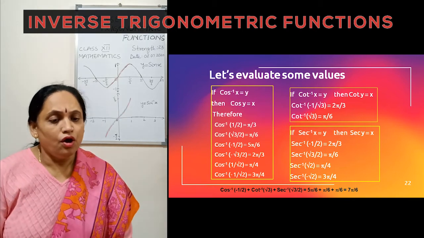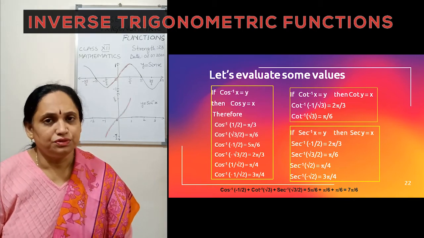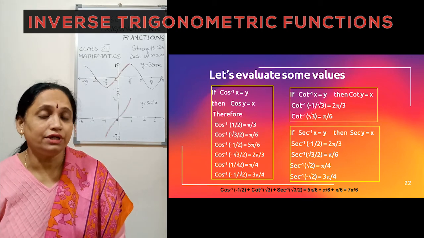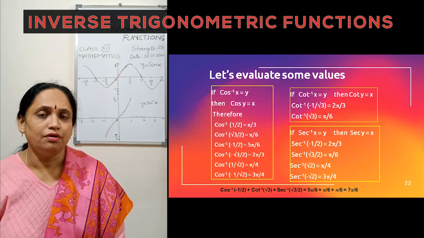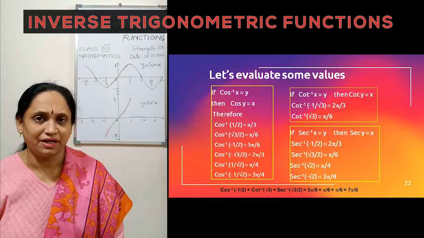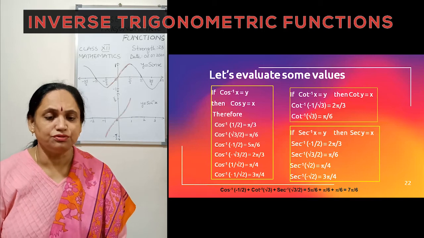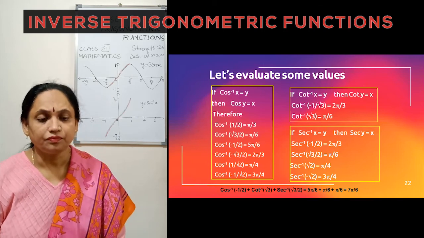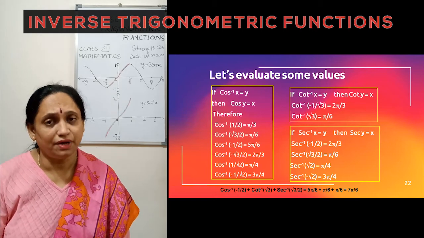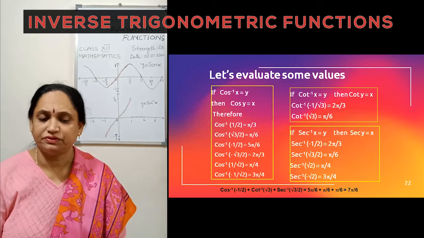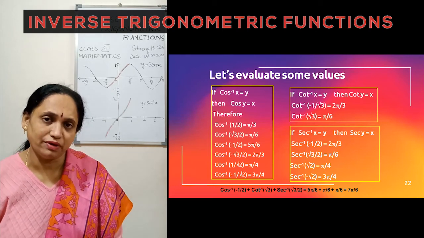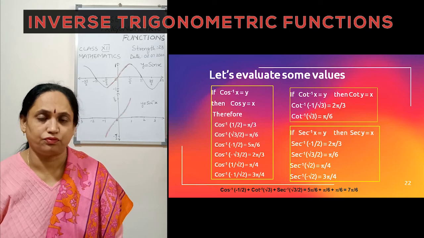So cos inverse minus 1 by 2 is equal to an angle in the second quadrant. And how do we calculate the angle in the second quadrant? Pi minus theta. We use the rule pi minus theta. So by using that rule, we get 5 pi by 6. Cos inverse minus root 3 by 2 is equal to pi minus pi by 3, which is 2 pi by 3. Cos inverse minus 1 by root 2 is pi minus pi by 4, equal to 3 pi by 4.